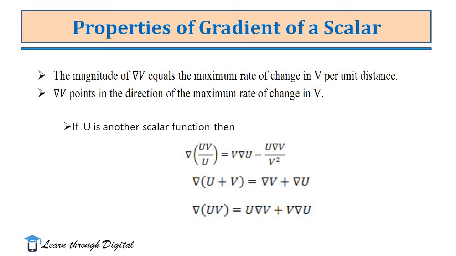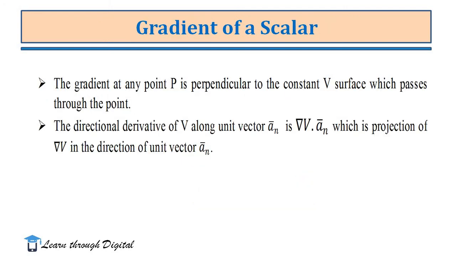Del (U/V) is equal to (V del U minus U del V) by V square. Del (U plus V) can be written as del V plus del U. Del (UV) is equal to U del V plus V del U. The gradient at any point of V is perpendicular to the constant V surface which passes through the point.